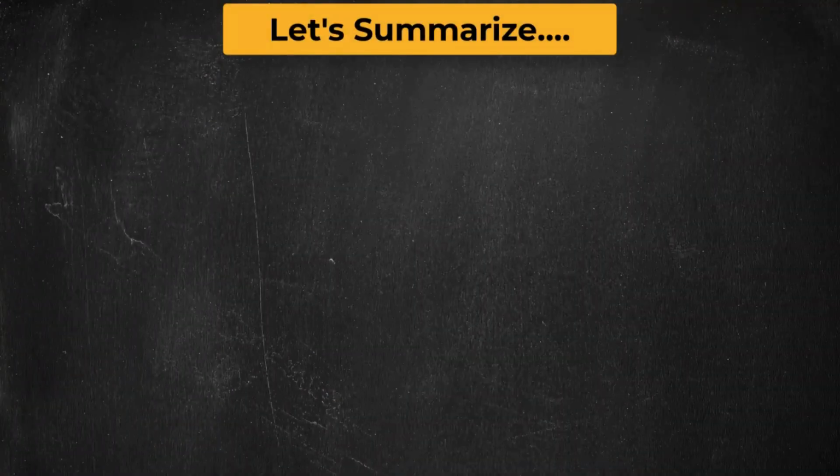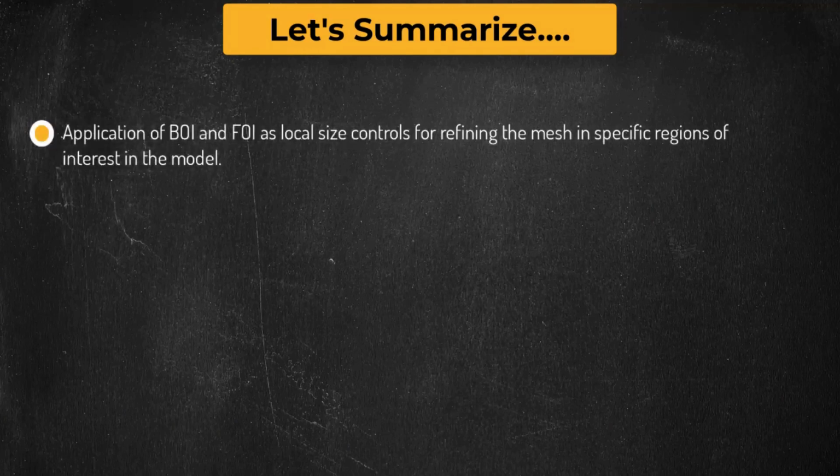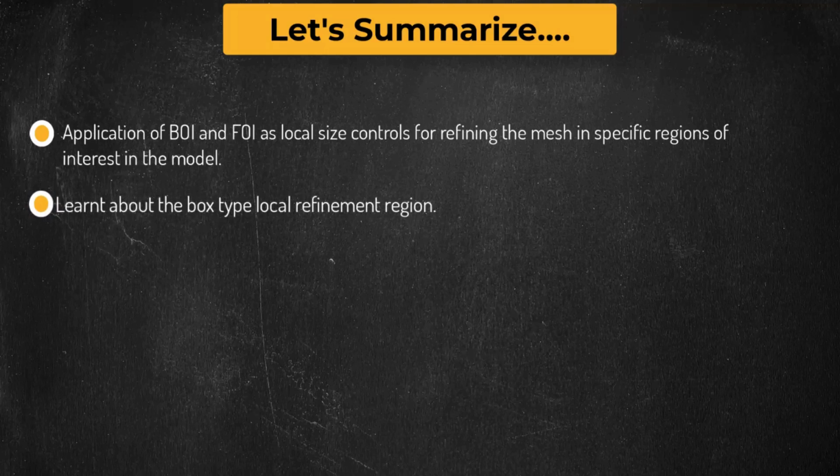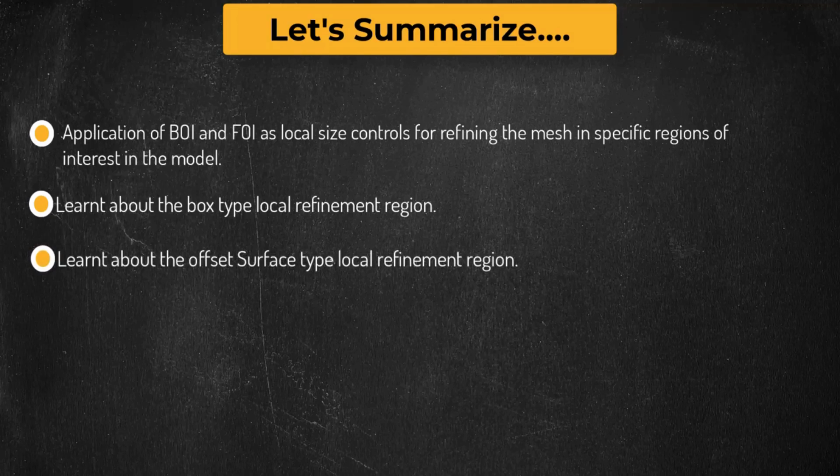Let's summarize what we learned in this lesson. We learned about how to use BOI and FOI local size controls for refining the mesh in specific regions of interest in the model. Then, we understood how to use box type local refinement region. Finally, we learned about the offset surface type Create Local Refinement Regions task of the Ansys Fluent meshing automated geometry workflow. With that, let's wrap up this lesson.